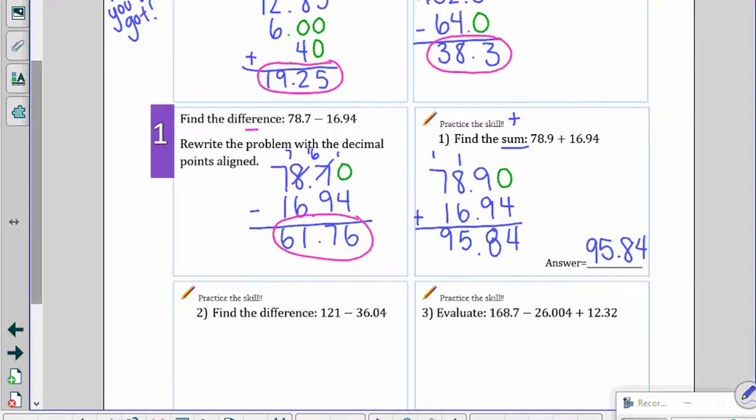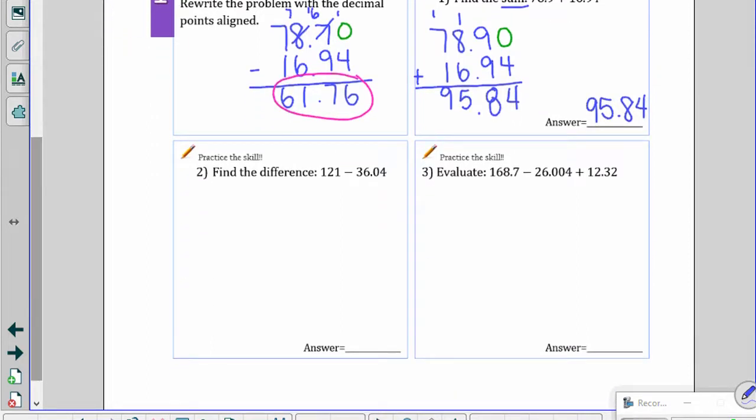All right, let's head to this last row here. Find the difference. Another subtraction problem for us here. So we have 121 minus 36 and 4 hundredths. Let's go ahead and put in our 0 placeholders here.